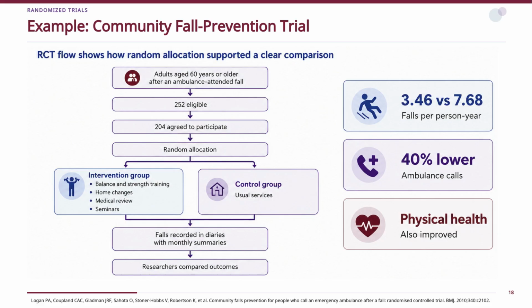During the following year, the fall rate was 3.4 falls per person year in the experimental group, compared with 7.6 falls per person year in the control group. Ambulance calls related to falls were also 40% lower in the experimental group, and several measures of physical health improved. The study showed that the fall prevention program was effective in reducing falls among older adults.